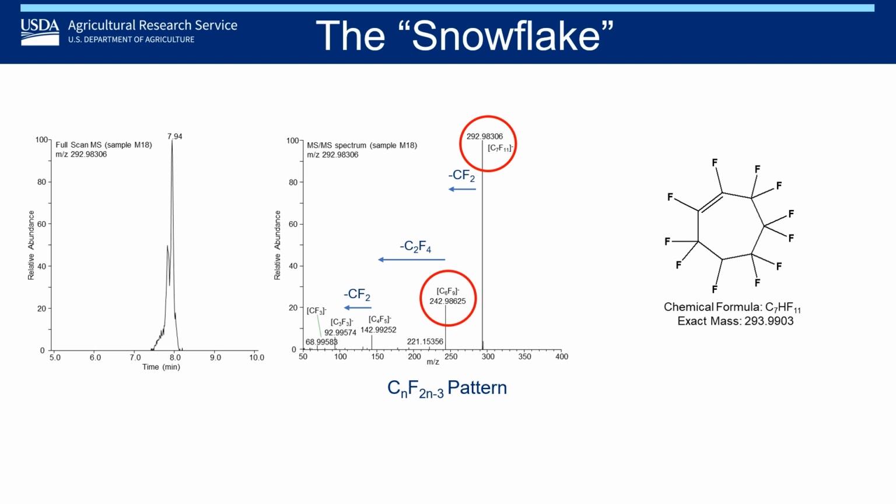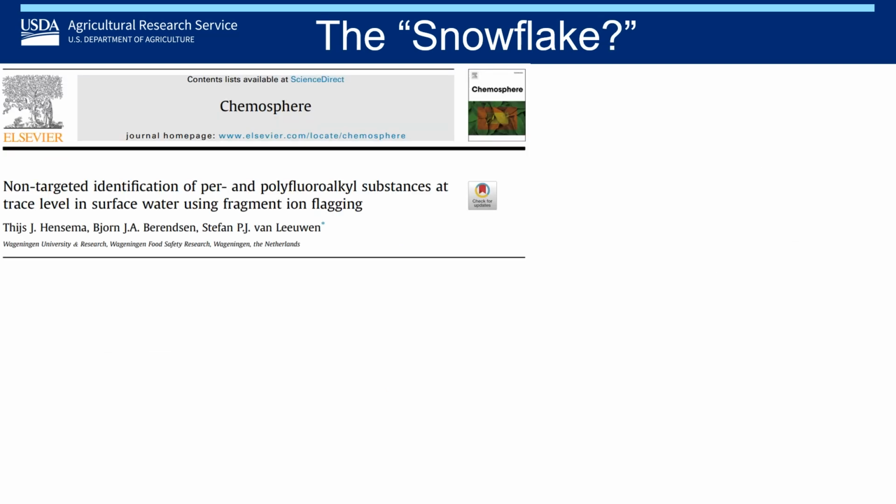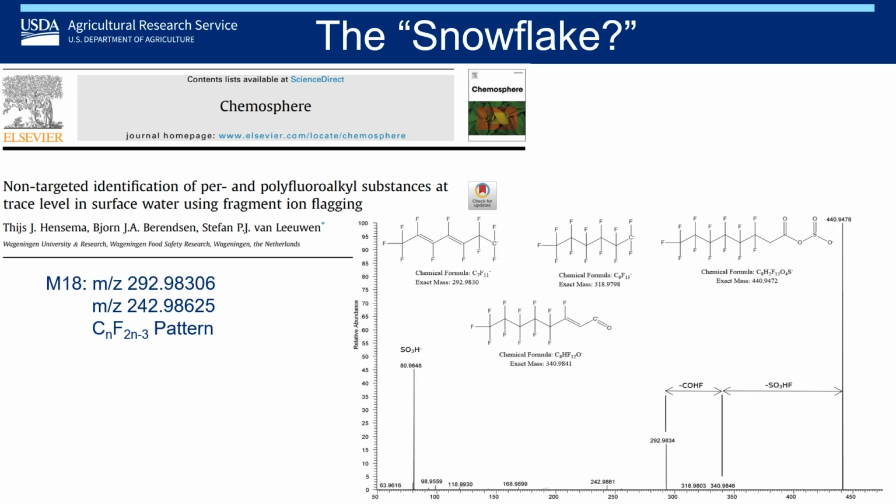So what we did is we ended up looking around at other people's work to see if we could find anything similar. Initially, we came across this really interesting paper by Hensema, which used fragment ion flagging, or basically looking for these breakdown patterns within the data to then back generate potential PFAS structures. And the thing that we saw within there was we found both the 292 and 242.98 peak within one of their potential structures that they identified. However, we did not see this characteristic pattern that we had seen in our breakdown structures. So while we got a little bit of confidence that this might be coming from a more chain-like structure, we did not find something that was exactly similar to ours.